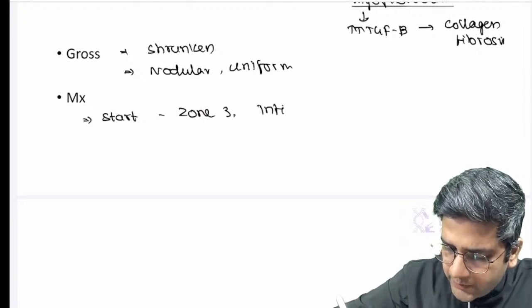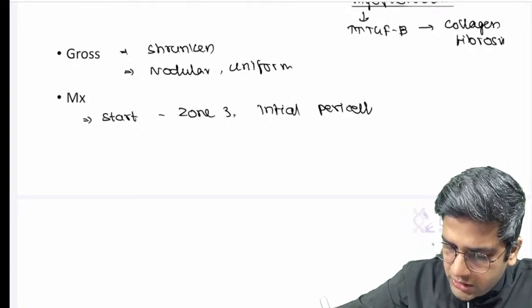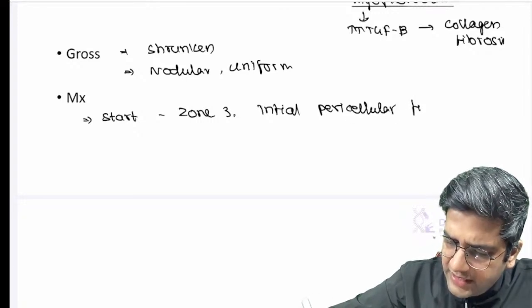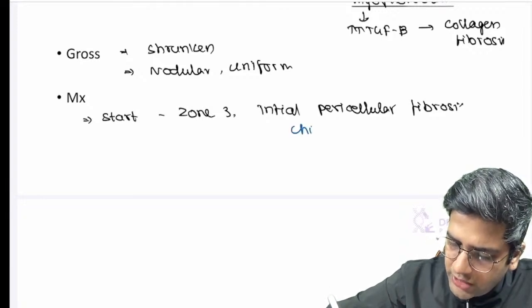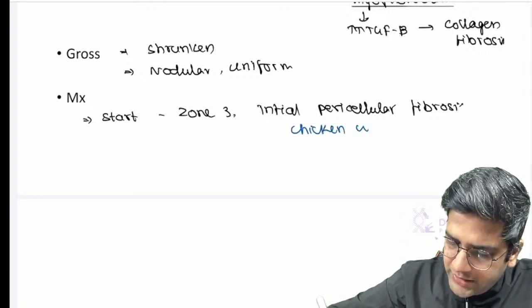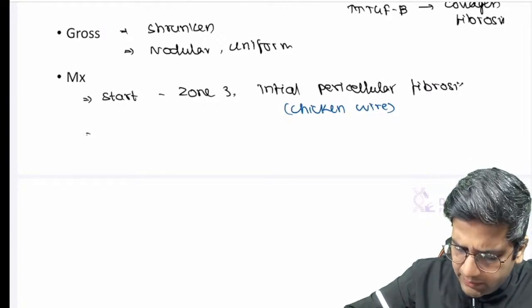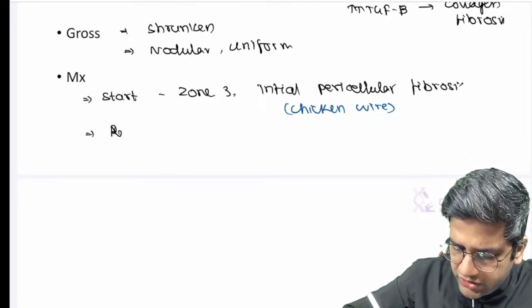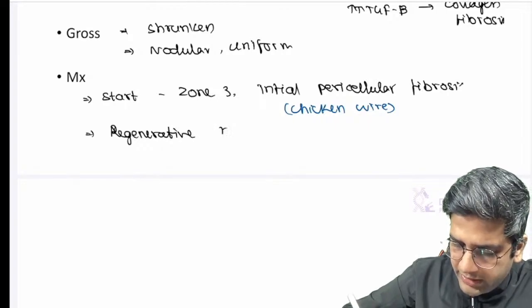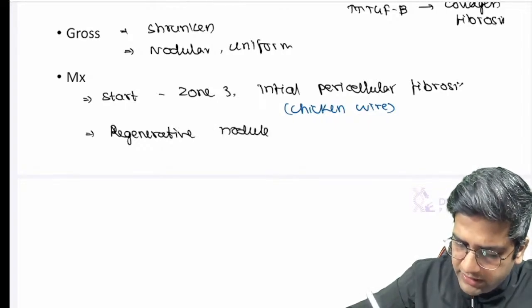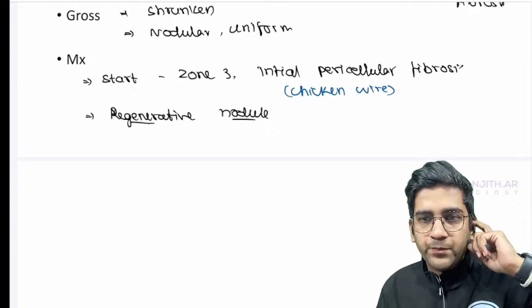Initial damage will be pericellular fibrosis. Around every cell, I'll have fibrosis. We call it pericellular fibrosis, or chicken wire fibrosis. Just surrounding every hepatocyte, I'll have it. Later on, obviously, it will end up having full-blown regenerative nodules. That's what the definition of cirrhosis is, right? So it's a nodule. How do we classify cirrhosis?